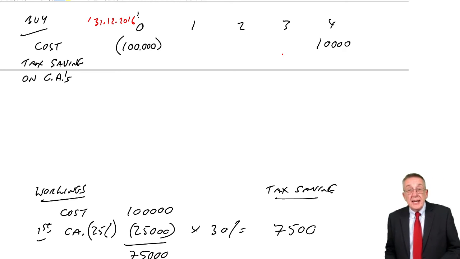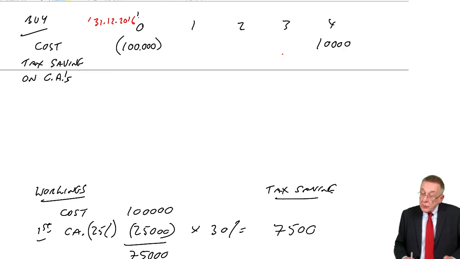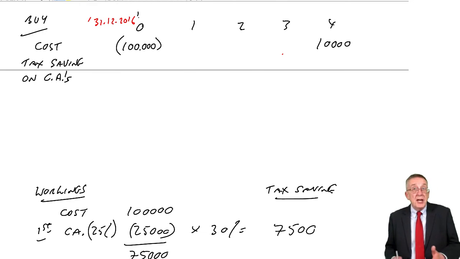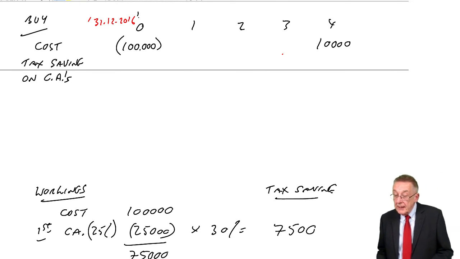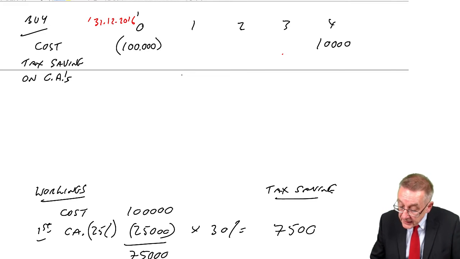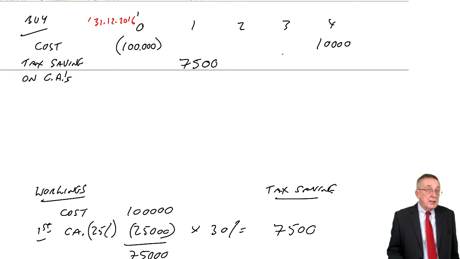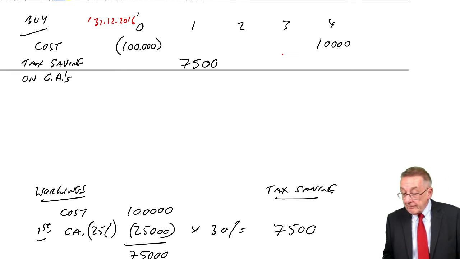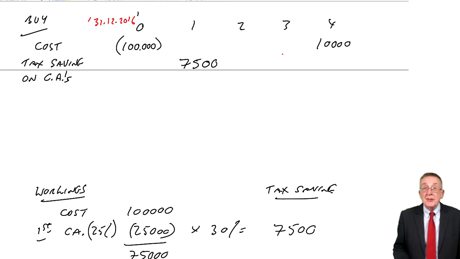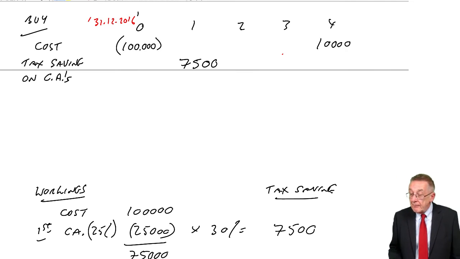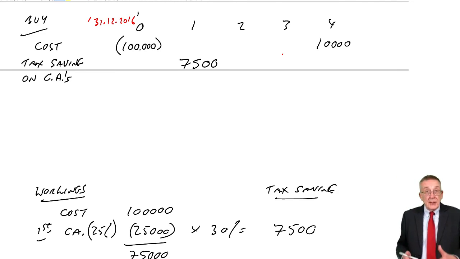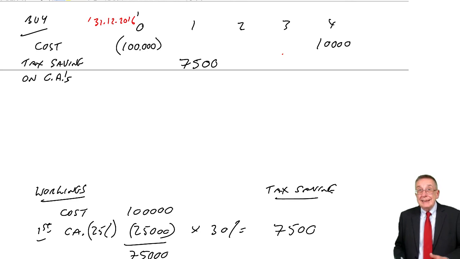When will the tax effect take place? Well, there's a 1 year delay. The tax effect is 1 year after the accounting period. And so the tax effect will be at time 1. Now, I will give you a rule later, but it's only in lease versus buy questions we've had this problem. But the first capital allowance saving will be time 1.